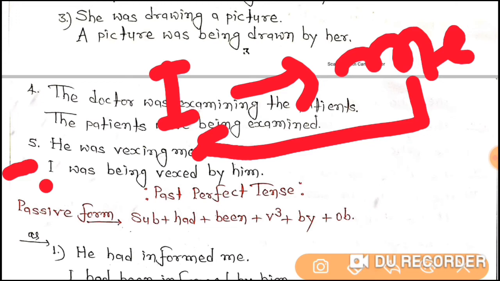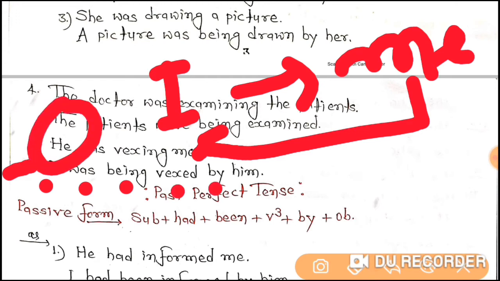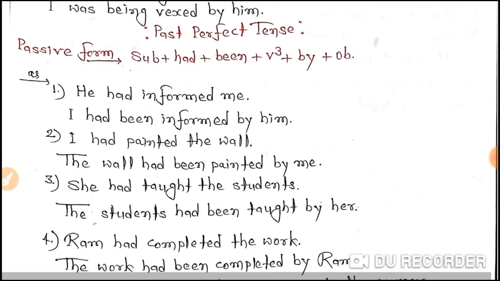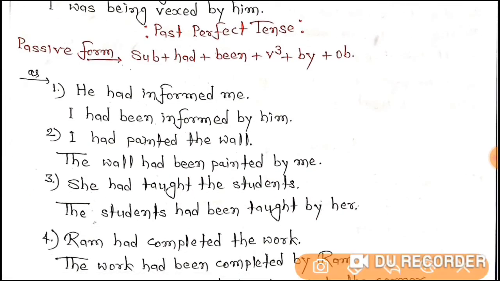So I have done here what? I, and then was, and then being, and vex has become what? Vexed as V3. Then the fourth step is by, and then he has become what? Him. So now your sentence is: I was being vexed by him. So you have also done past continuous tense, and now let's understand the third one, past perfect tense.